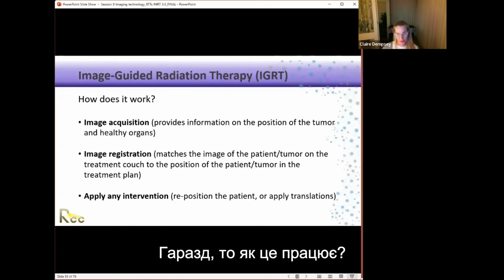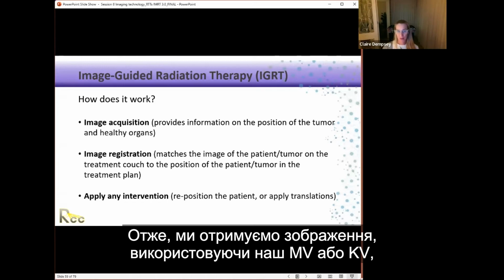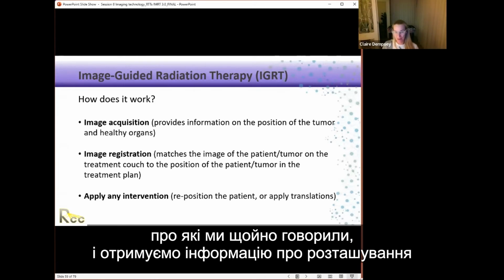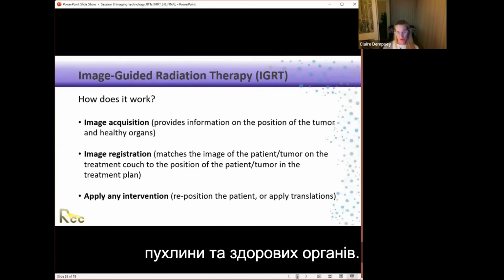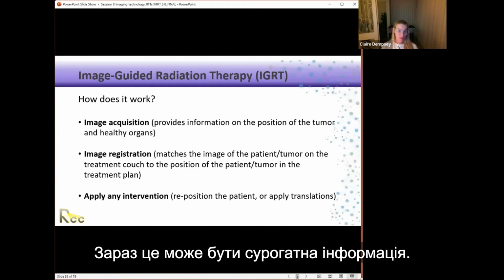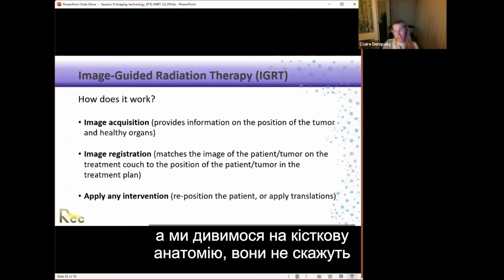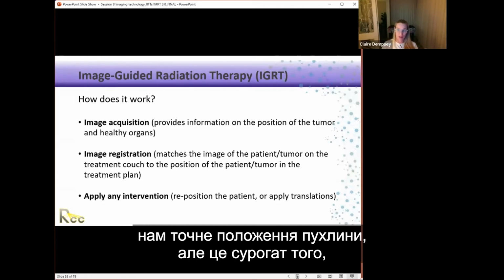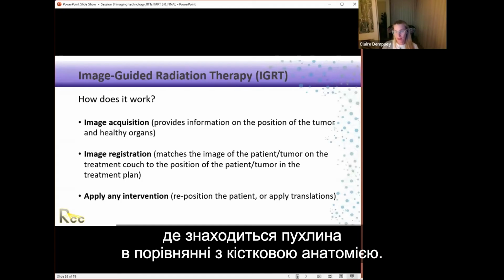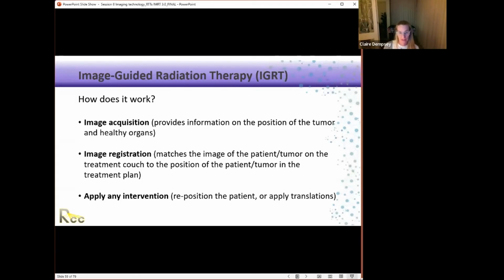So how does it work? We take our image acquisition, using our MV or our KV that we've just talked about. It provides information on the position of the tumour and healthy organs. Now, it might be surrogate information. For example, if we're using MV images and looking at bony anatomy, it's not going to tell us the exact position of the tumour, but it's a surrogate for where the tumour lies in comparison to bony anatomy.